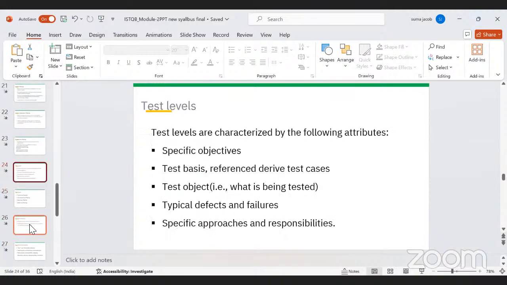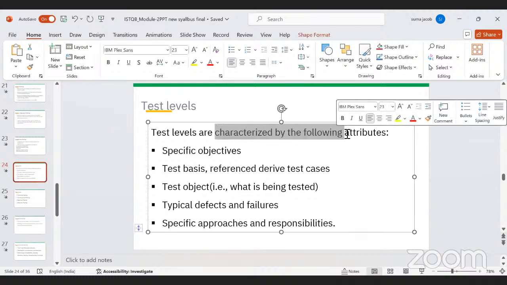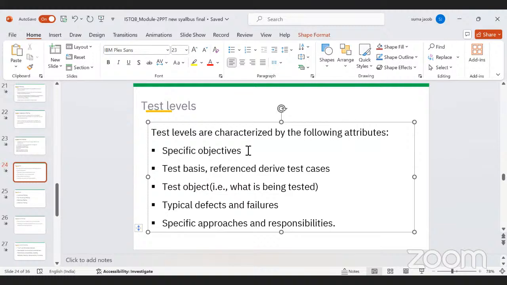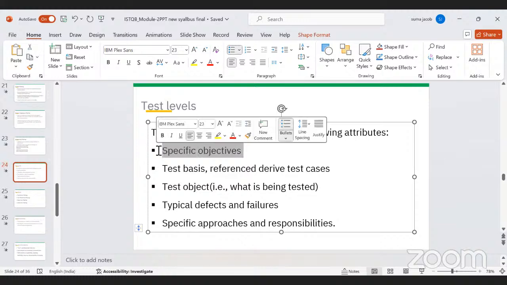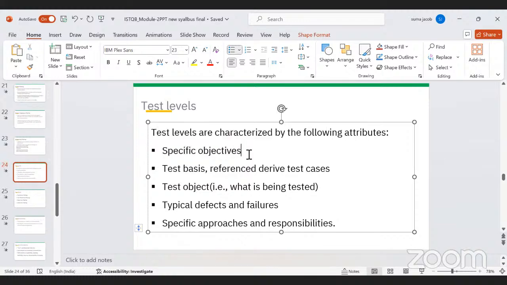There are a few characteristics of the test level. The first is the test specific objective. These are the different characteristics of each of the test levels. Like specific objective, the objective of component testing will not be the objective of acceptance testing. In component testing, we are checking the code, whereas in acceptance testing, we are checking the fitness of the application.